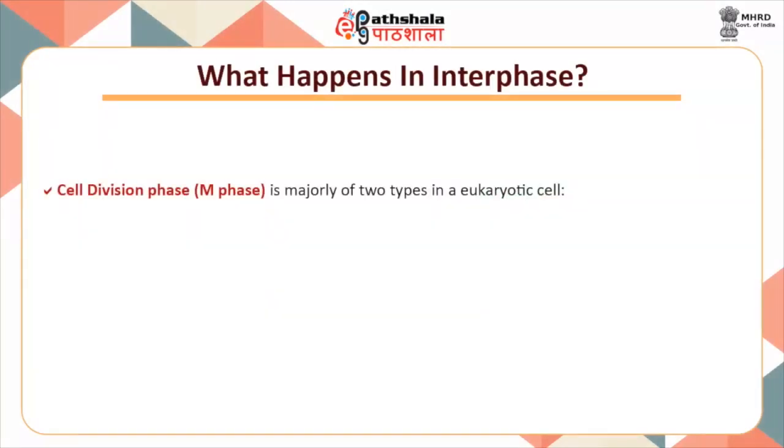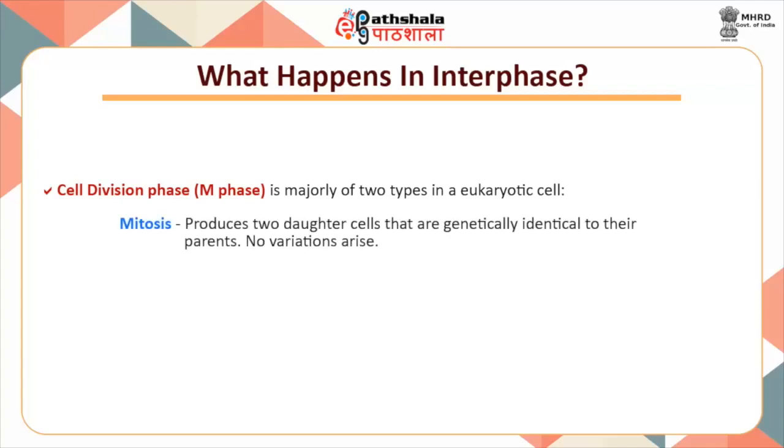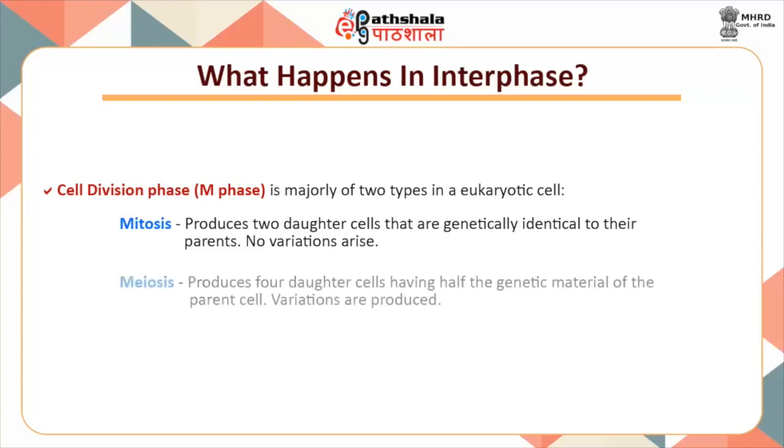In eukaryotic cells, majorly two types of cell division are observed: mitosis and meiosis. In the case of mitosis, two identical daughter cells are produced as a result of cell division. These daughter cells have identical genetic makeup. It rarely produces any variations. But in the case of meiosis, 4 daughter cells are produced, which are dissimilar to the parent. These daughter cells have half the genetic material of the parent cell. It leads to the generation of variants.